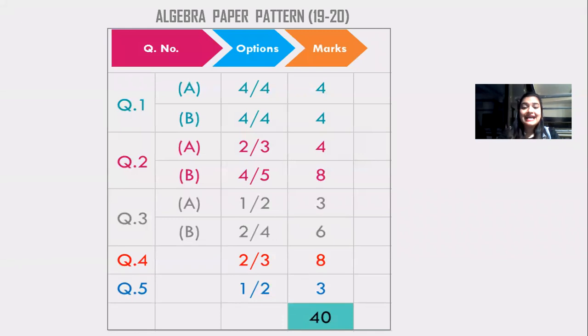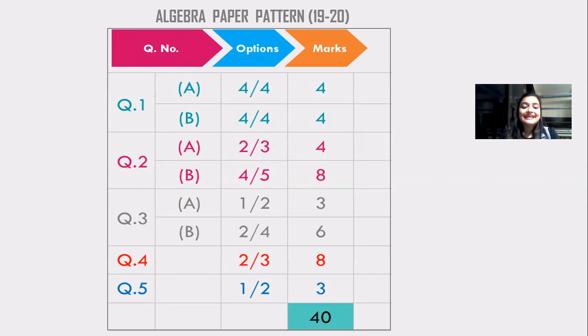As you can see, I have mentioned it as 1920. Till last year we were following this pattern, and this year also we are following it. Till now we didn't get any changes over here. Once we get any update, we will surely let you know. So question 1A and B, you have to attempt all the four questions. In question 2A, you have to attempt 2 out of 3. In question 2B, you have to attempt 4 out of 5.